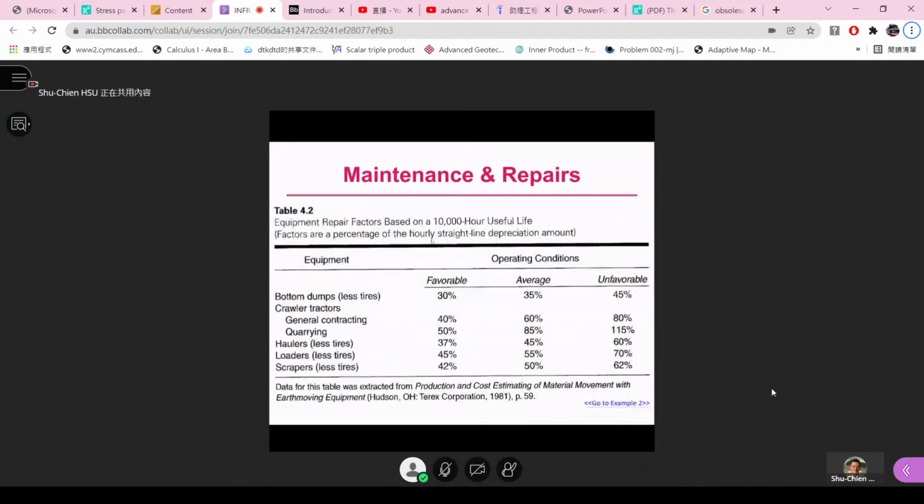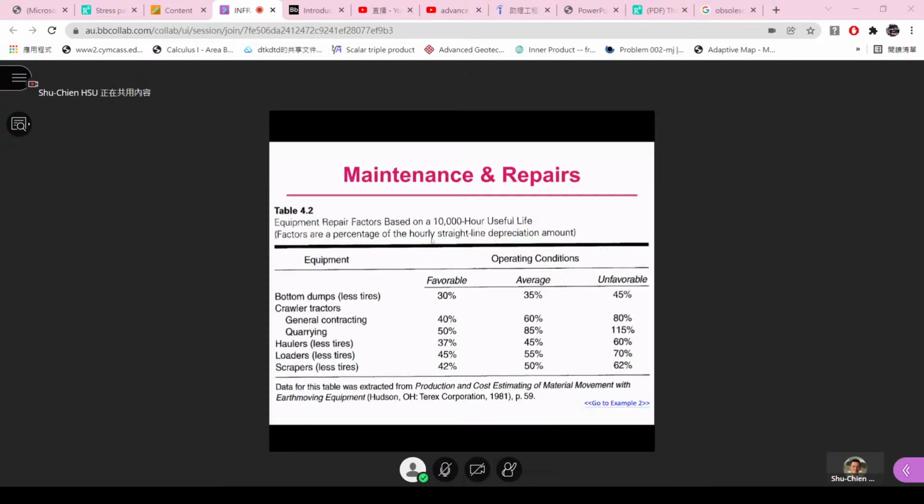All right. So here is Table 14.2, which indicates equipment repair factors based on a 10,000 hour useful life. I think this table is a kind of reference, actually from the Terex Corporation, which is one of the top 10 contractors in the United States. I'm not quite sure about that. I think international contractors, big companies, even in Hong Kong, should have this kind of information, but I just couldn't get it. So I just use this as an example to demonstrate it. But how we refer to it is totally the same.